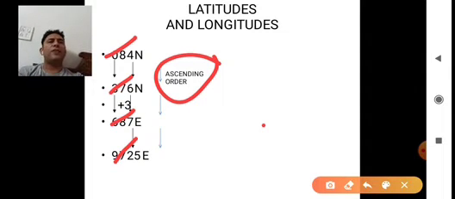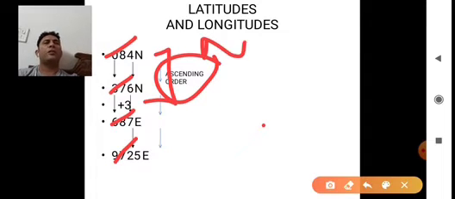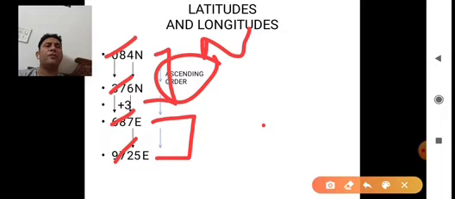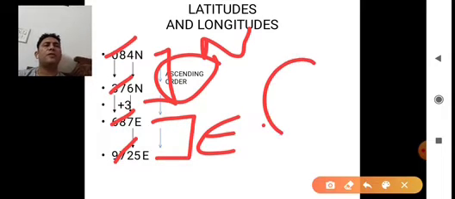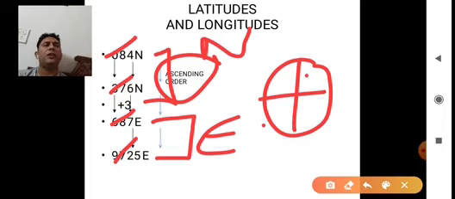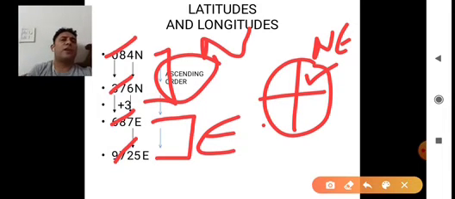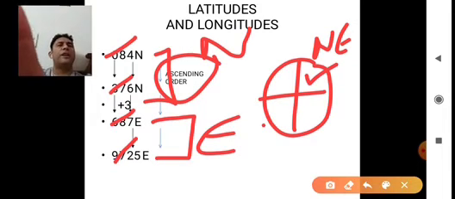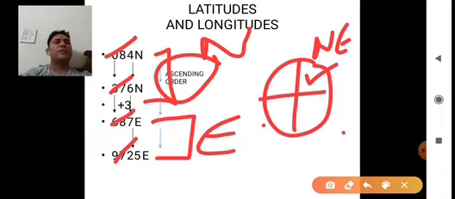Now the first two values, which are the latitudinal values, have north written at the end, and the other two values, which are the longitude values, have east written because we are lying in the northeastern side of the globe. Okay students, the first two values are the northern values and the other two values are the eastern values.